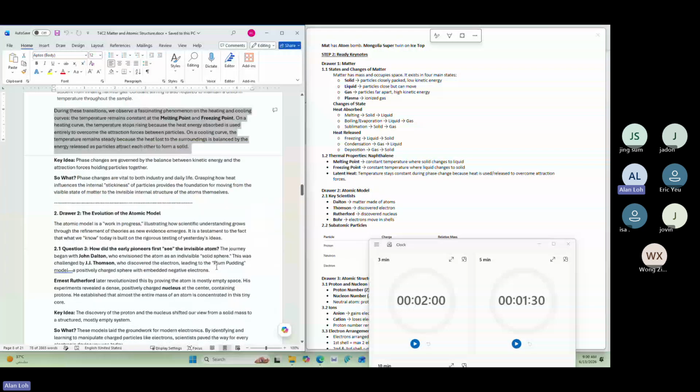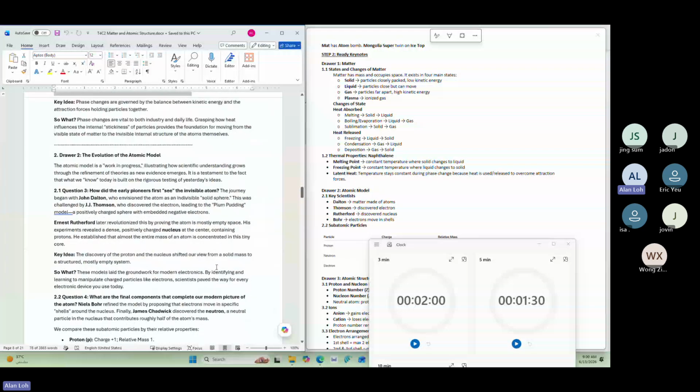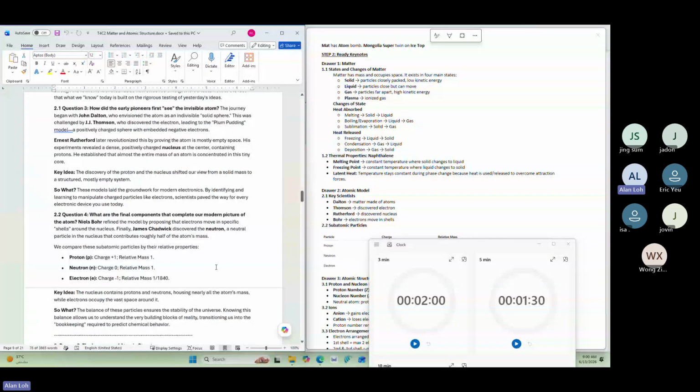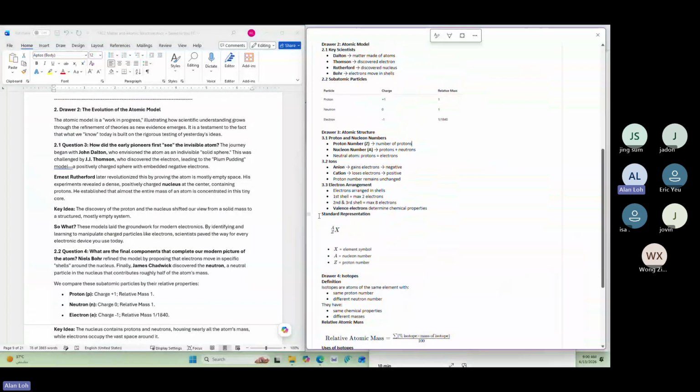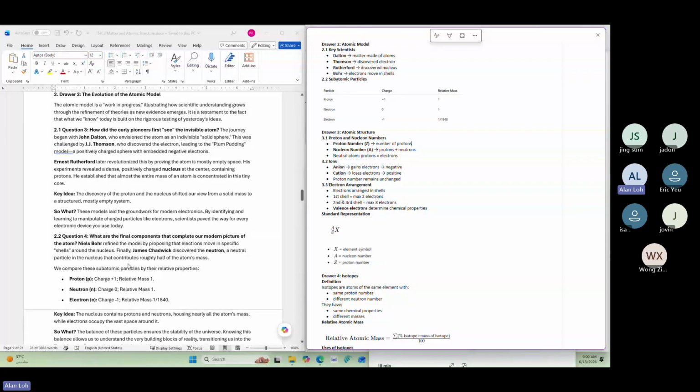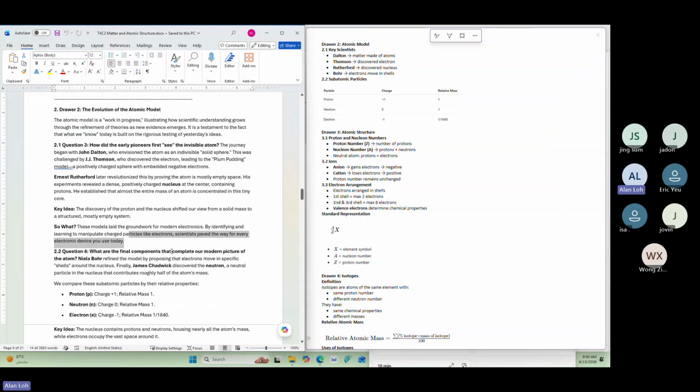Drawer 2. Let's go to drawer 2. Drawer 2, we have the atomic model, right? We have matter as drawer 1. We have drawer 2 as the atomic model. So let's increase the level from level 3 to level 4 for drawer 2. For drawer 2, let's do 2 minutes for 2 questions. I hope it's not too fast. Okay, let's do 1.5 minutes for one question. Right, let's not rush. 1.5 minutes for one question.